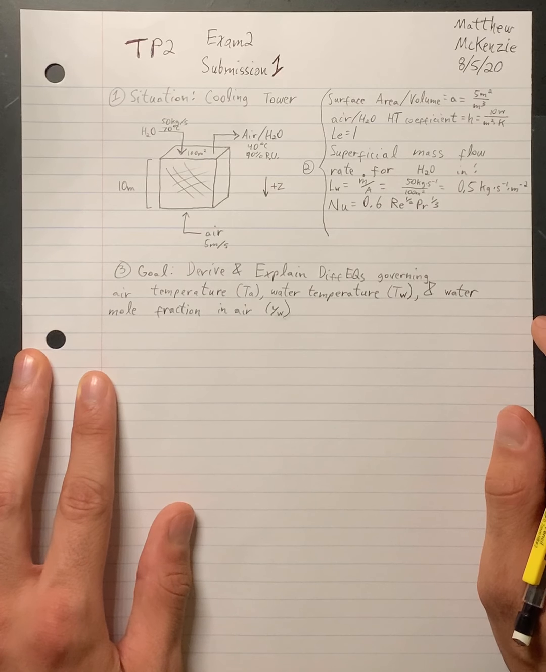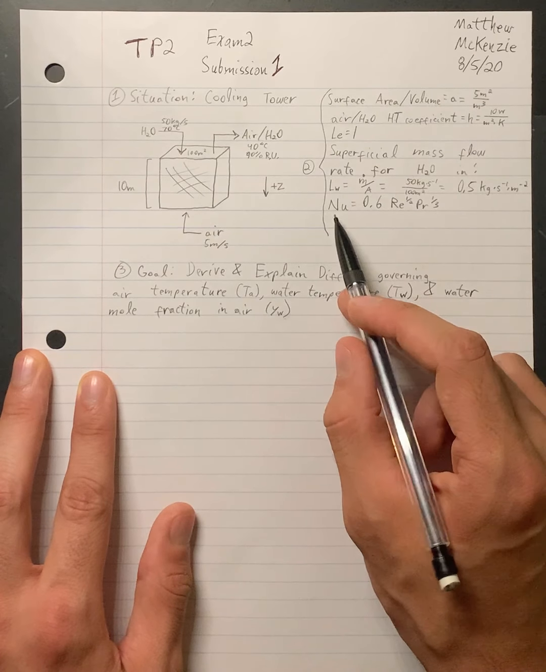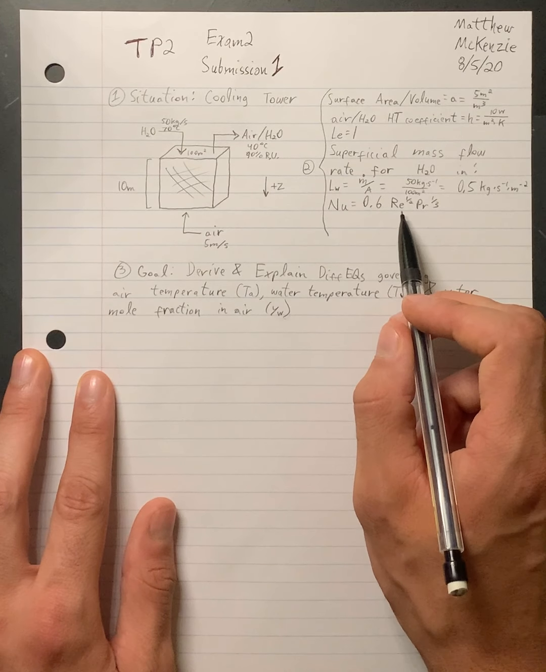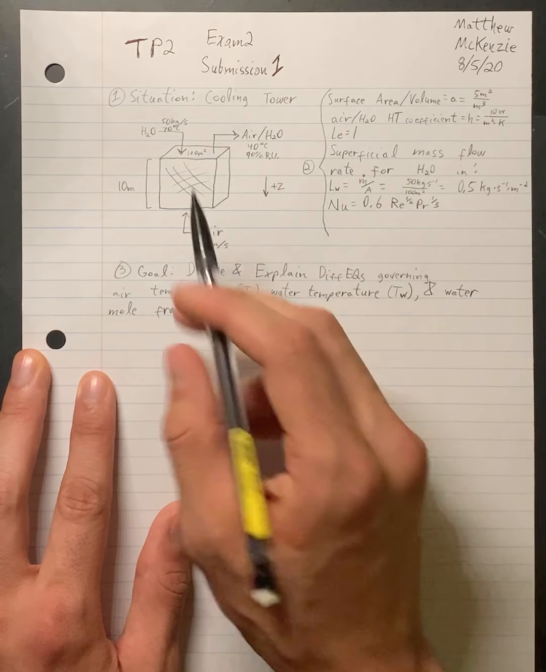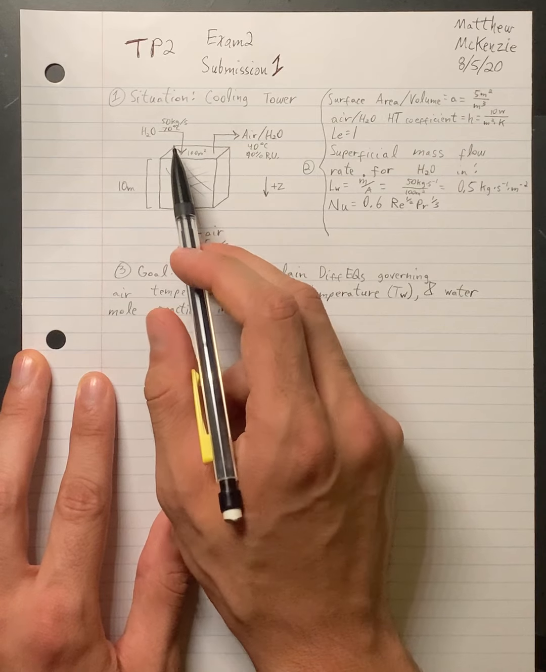The heat transfer from air to water film flowing down from the diagonal slats of the cooling tower is correlated well by this equation here. The Nusselt number equals 0.6 times the Reynolds number to the half power times the Prandtl number to the third power.